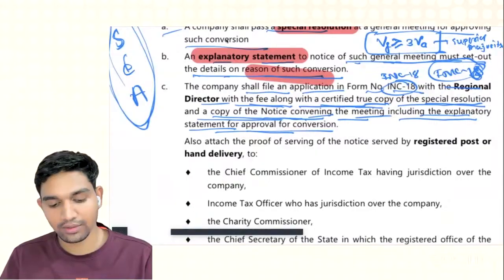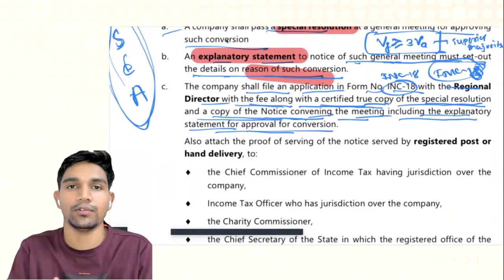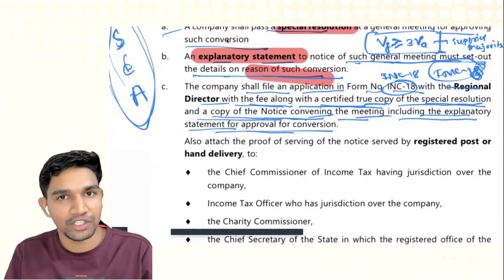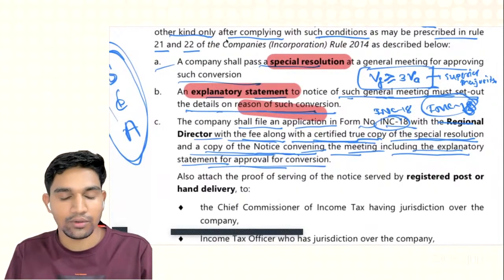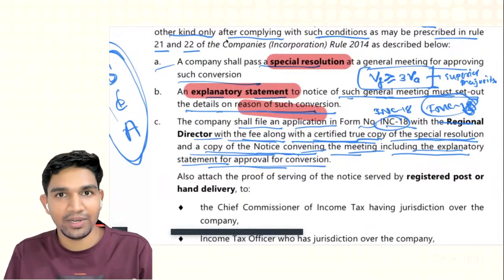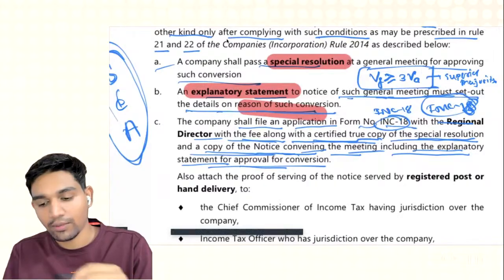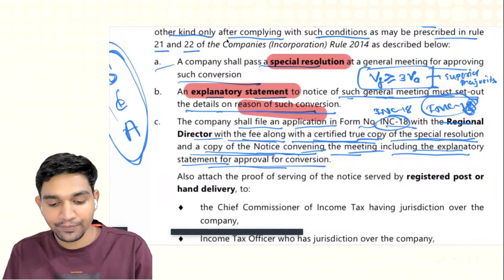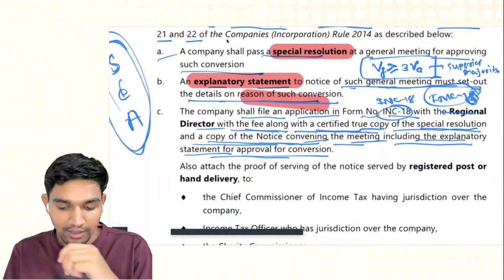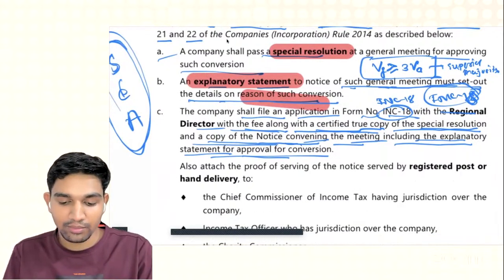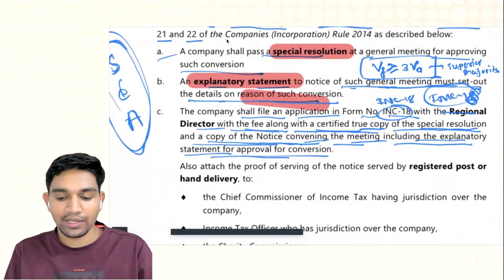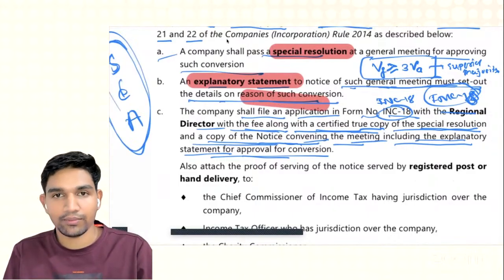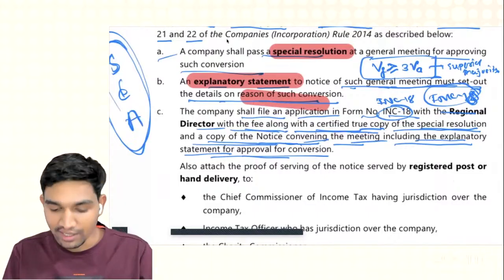So what we have to do, you have to follow the steps. First is the special resolution for such conversion in general meeting. For calling this meeting for passing the special resolution, in the explanatory statement the board of directors should mention the reason for such conversion. Once we pass the special resolution, we need to file the special resolution and this notice along with the application to convert from a Section 8 company to any other form, in Form INC 18.